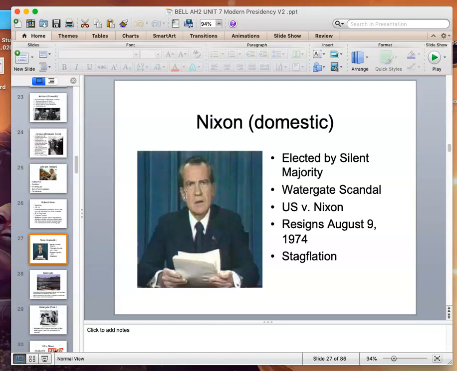He was elected by what's called a silent majority. Nobody would ever say they were voting for Richard Nixon, but he won big in 68, and in 72, he would become the first of only two presidents to win 49 of 50 states. But, of course, not long after he wins that in 72, he resigns because of the Watergate scandal.